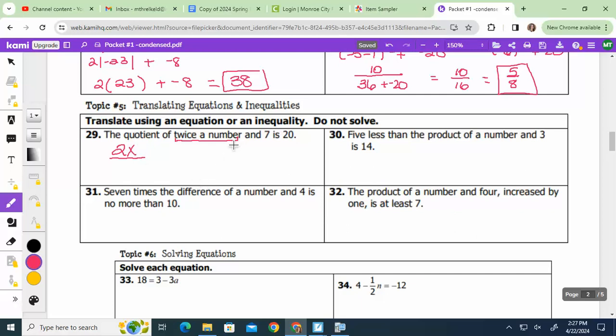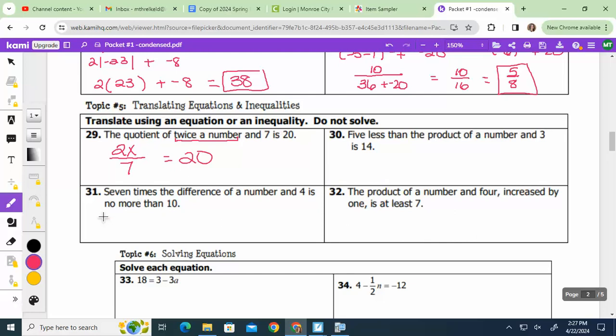And I'm dividing that by 7. Is means equals 20. Okay. Do I have to use x for the variable there? No, you could use n or whatever letter you like. Alright, let's look at 31.